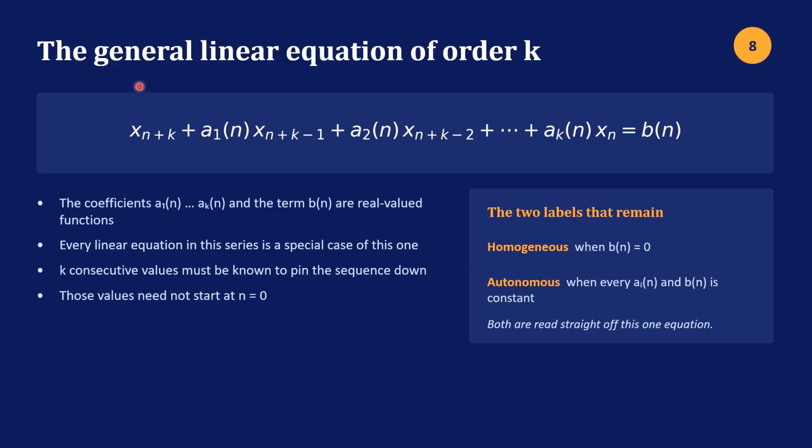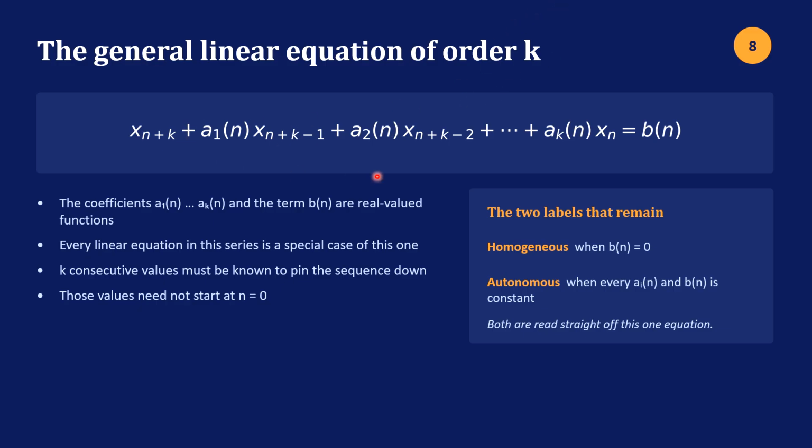I have listed here a general linear difference equation of order k. If you notice here, it starts at n and goes to n plus k. So there are k plus 1 terms, which means you need k consecutive values in order to determine the rest of the sequence.